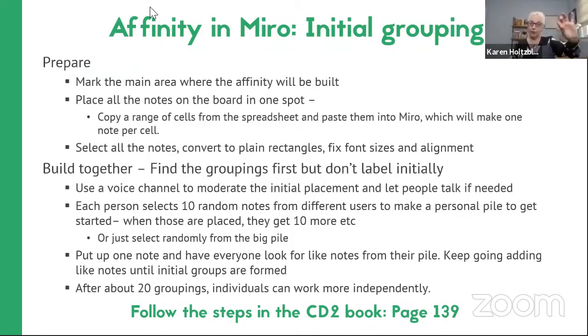You're going to say, how did we do? You're going to do another one, and you're going to keep going until you have about 20 or 30 groupings with no labels. You're just going to use the same steps from the CD2 book, and you can go look on page 139 where it's in the table.